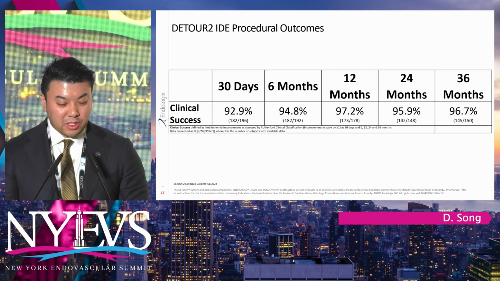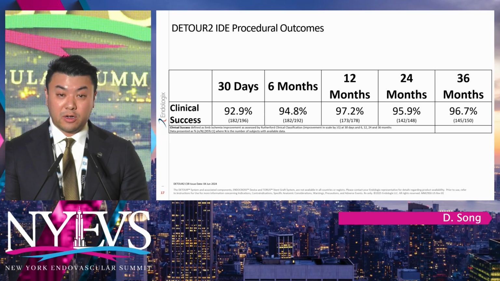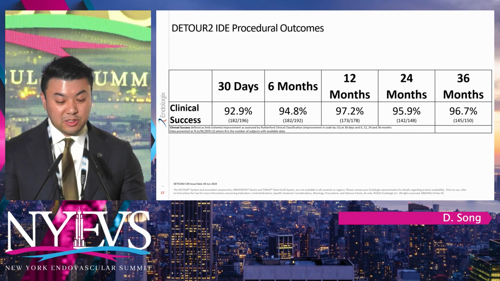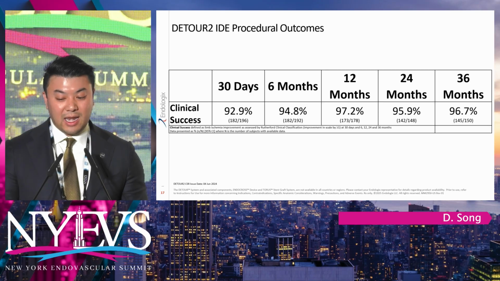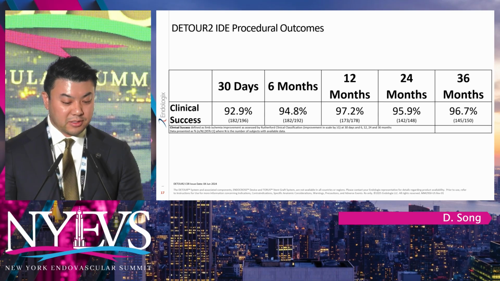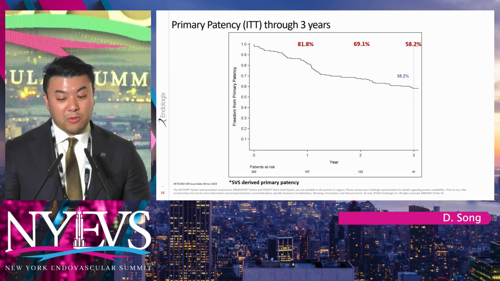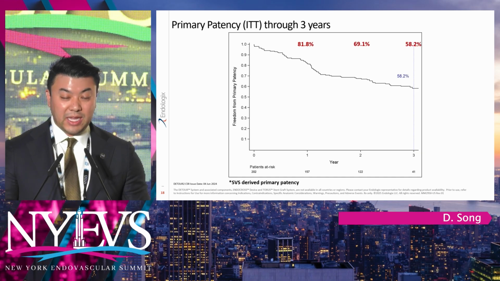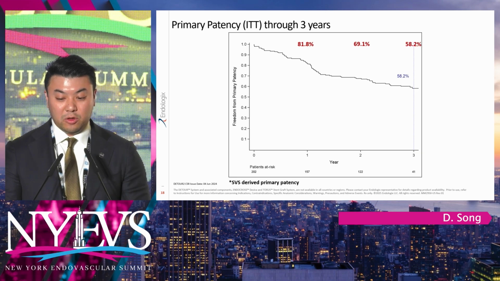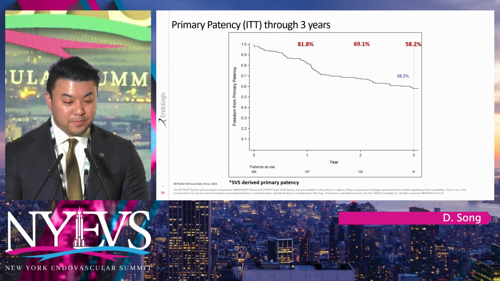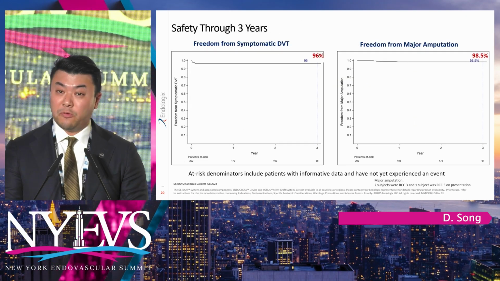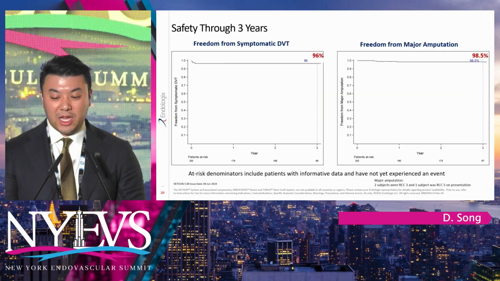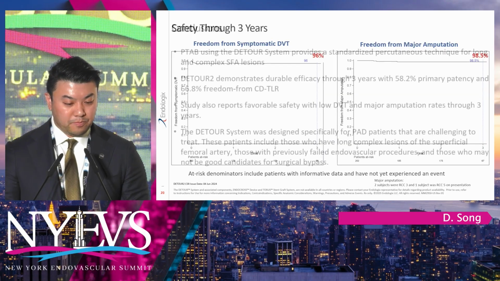Clinical outcomes were measured by improvement in Rutherford classification, and things to note is that the improvement was high, it was significant, and it was sustained out to 36 months. The primary patency of the PTAB stent grafts were comparable to surgical historical data. Safety through 3 years for symptomatic DVTs were very low, and freedom from major amputations were very low.